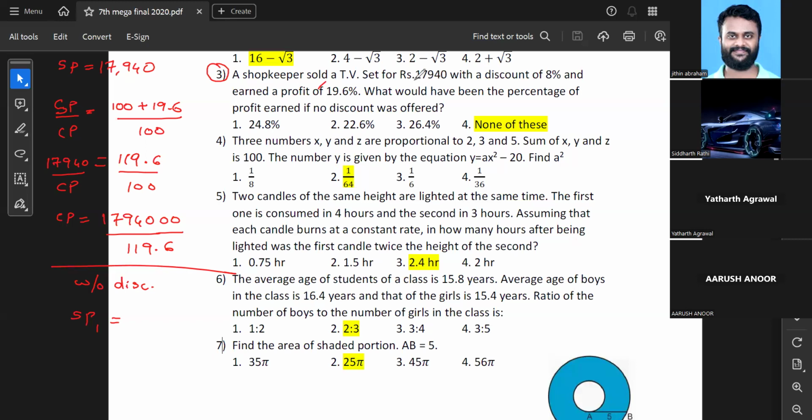by the way, sir, the cost price will be 15,000. I divided it. Okay, you got it 15K, right? Thank you.